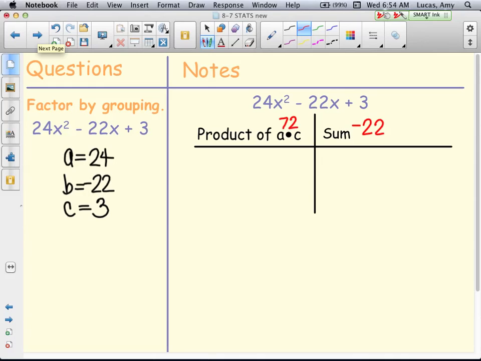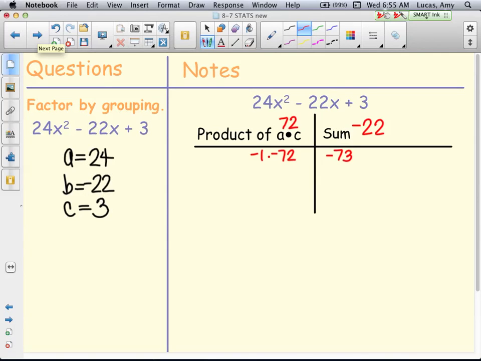You may need a calculator on this one. Once you find the product that's going to work, you can stop. So if you're adding them as you go, you won't have to make such a big list. Product of 72, and the sum has to be negative, so it would have to be a negative times a negative. So negative 1 times negative 72, if I add them, I get negative 73.